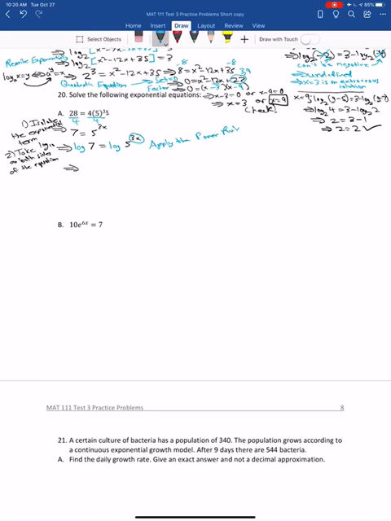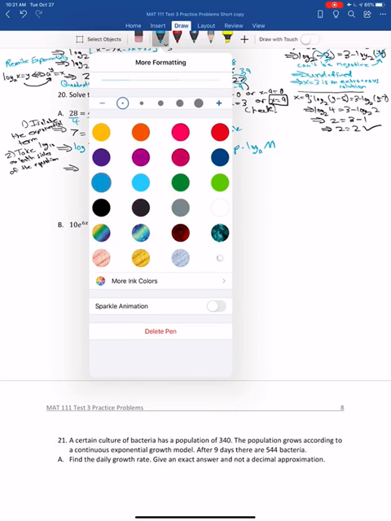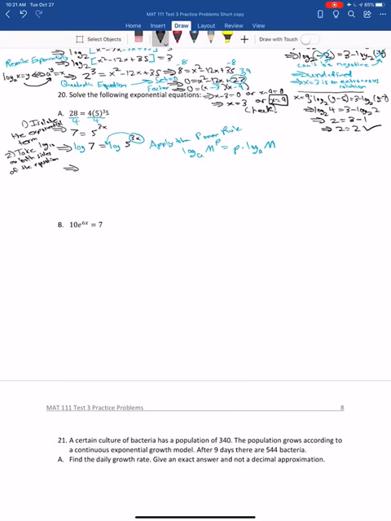Now I want you to remember, what does the power rule state? Maybe you've forgotten the power rule. Log base a of m to the p power is equal to p times log base a of m. So this can come down in front now as a coefficient. So as we're looking at our equation, we've got log base 10 of 7 equal to 3x times log base 10 of 5. So there's the power rule being applied. You can see we brought down that power of 3x.